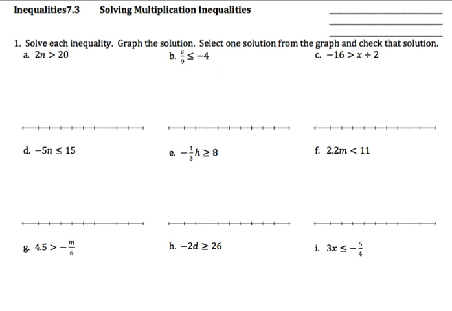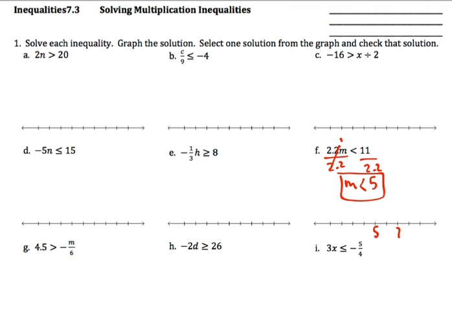All right, on the assignment, on number 1, you're solving and graphing. Let's go ahead and look at F. Divide both sides by 2.2. And that gives you M is less than 5. You can go ahead and graph that.